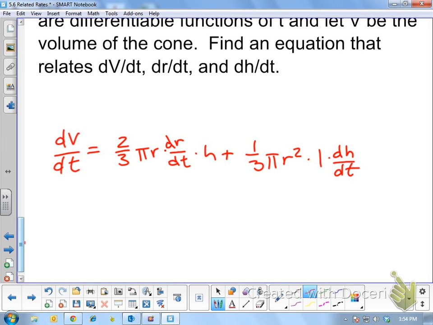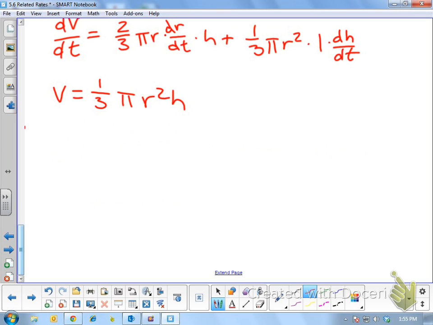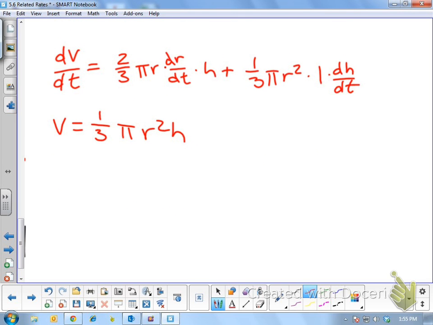I could also hold stuff constant. I could tell you to treat this letter as a constant. That is possible. So let's take this same equation. Let's say I have a cone where the height is never going to change. It's always a certain height, but the radius can change. Okay?